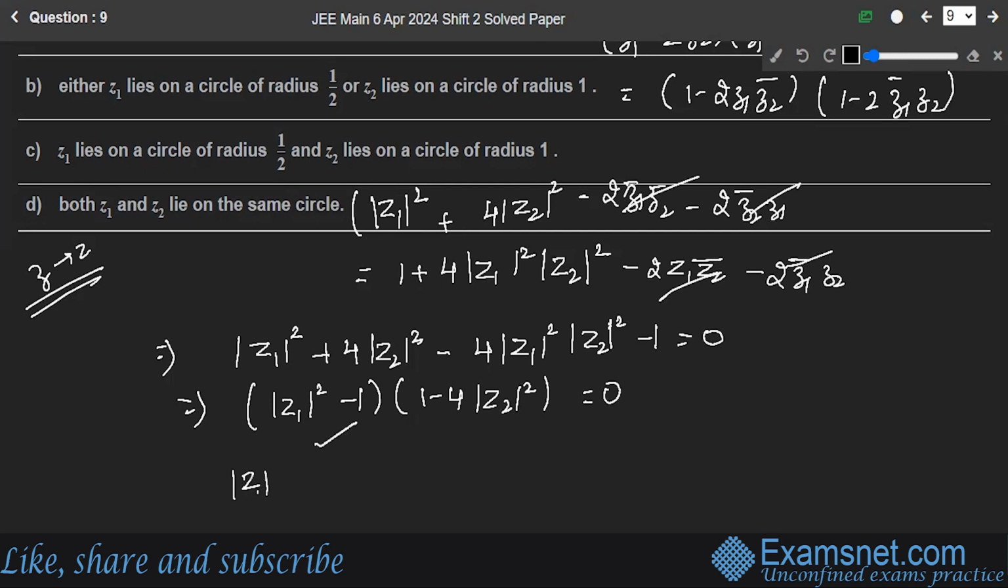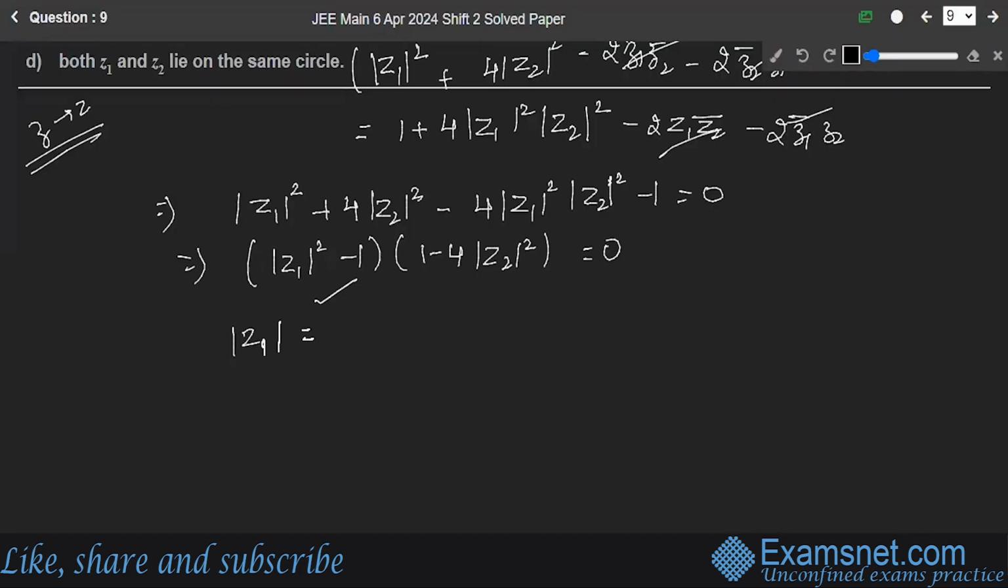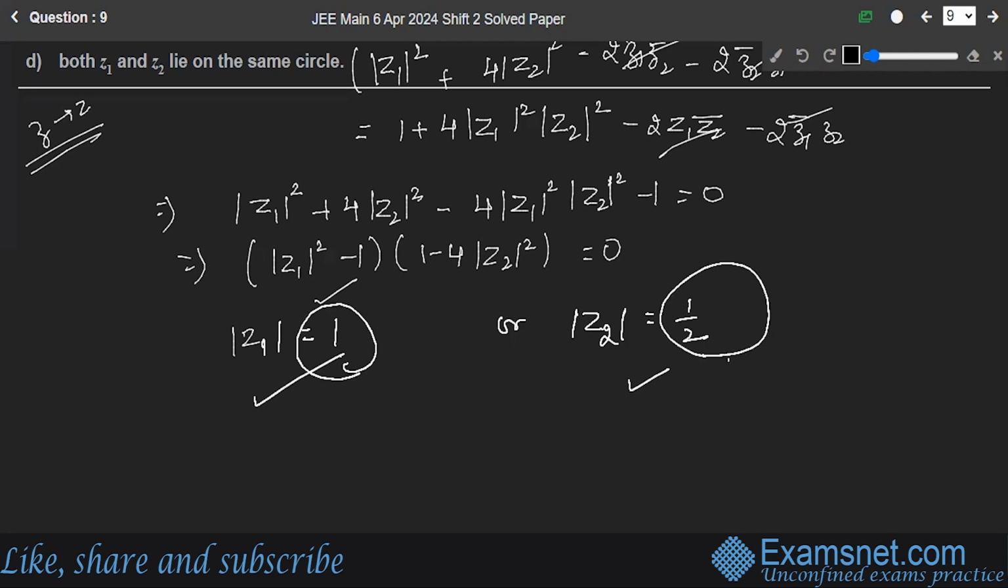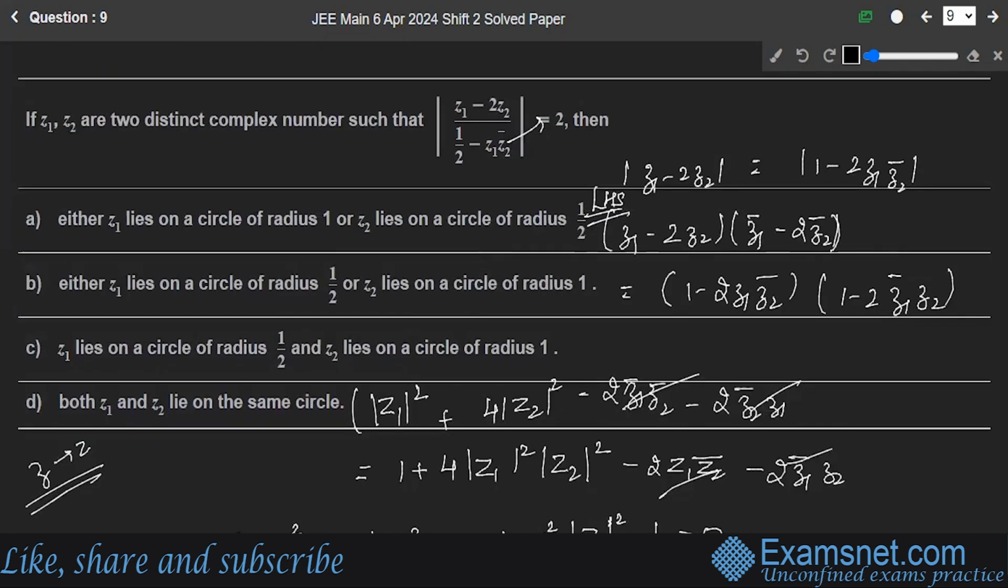From here, you will have either modulus Z1 square is equal to 1, so modulus Z1 is equal to 1, or you have modulus Z2 equal to 1 by 2. So that means modulus Z1 is equal to 1 and modulus Z2 is equal to 1 by 2. That means Z1 lies on the circle with radius 1 and Z2 lies on the circle with radius 1 by 2. So this is it. First option is the right answer. Hope you got that. Let's move to the next question.